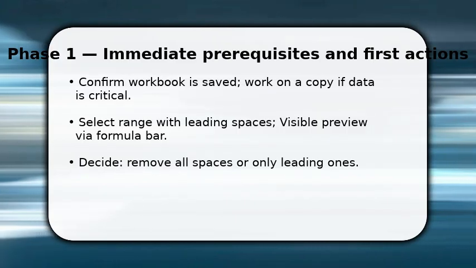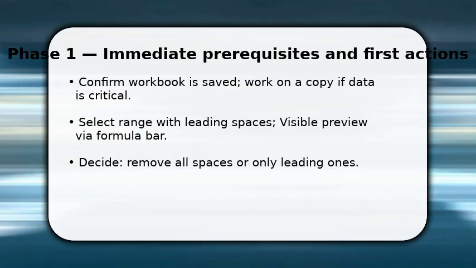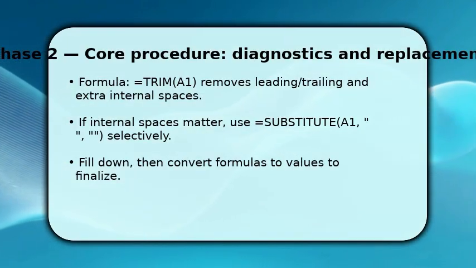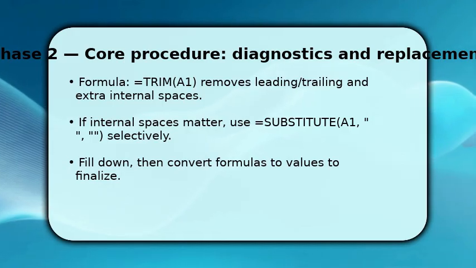You'll choose the method now, a formula for precision or a built-in tool for speed, and then apply it to the entire range. You enter =TRIM(A1) in a helper column to remove leading, trailing, and duplicate internal spaces. This works when internal spacing is okay to compress.